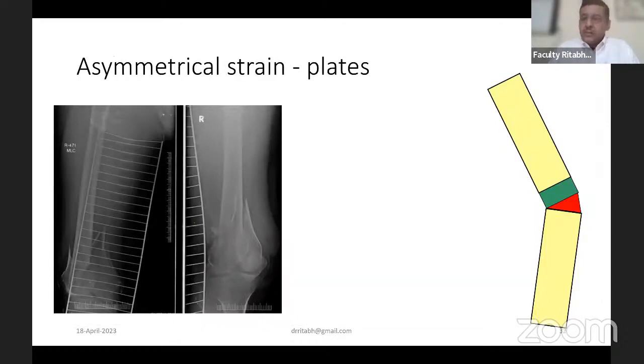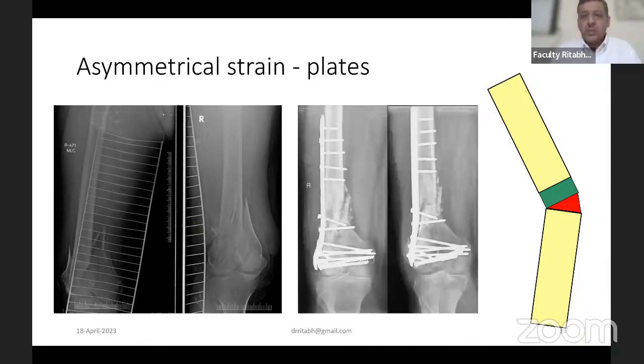You have understood bending forces, torsional forces, axial forces. You have understood strain. You have understood this deformation. But with plates, another unique phenomenon happens, like you can see in this diagram here. The strain is the red triangle. When a plate is applied on one side of the bone, the strain under the plate, on the side of the plate, is almost negligible.